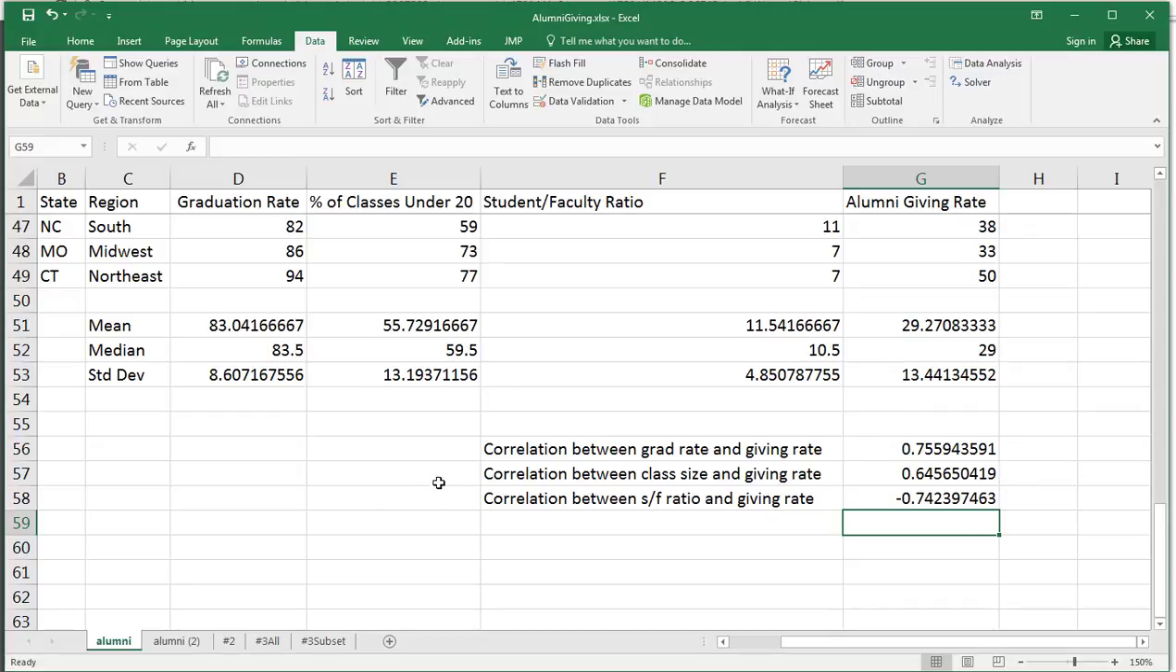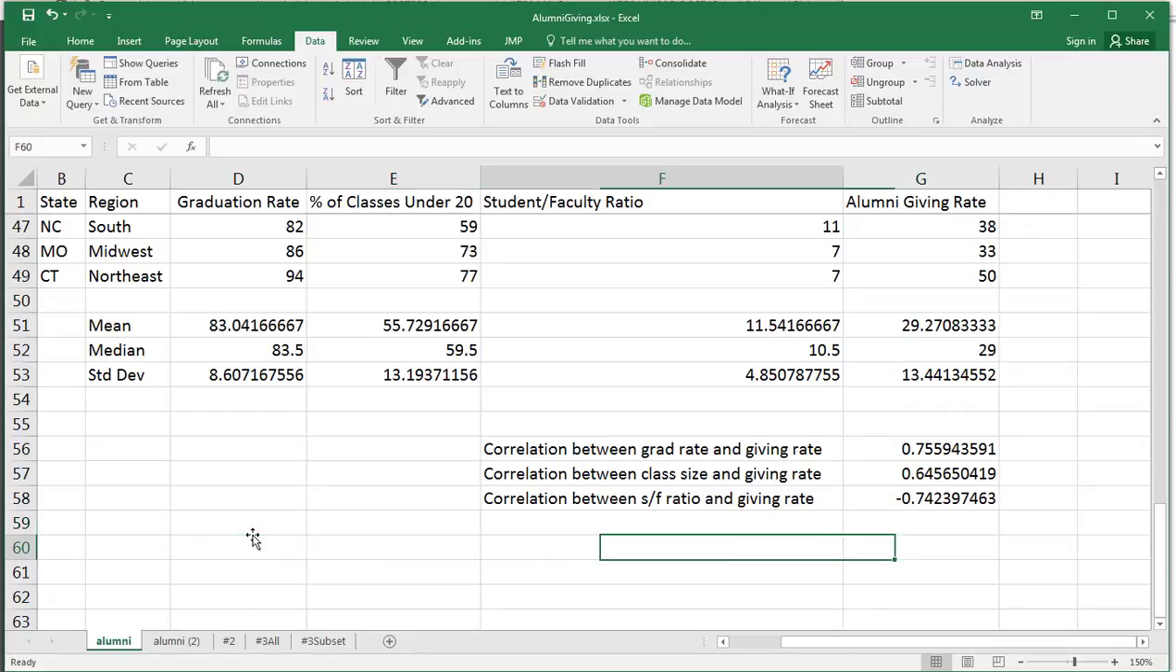Sometimes what happens is we get correlation between the different independent variables, between the different x's. That's called multicollinearity, and that's a bad thing. So we try to avoid that. So let's see if we do.